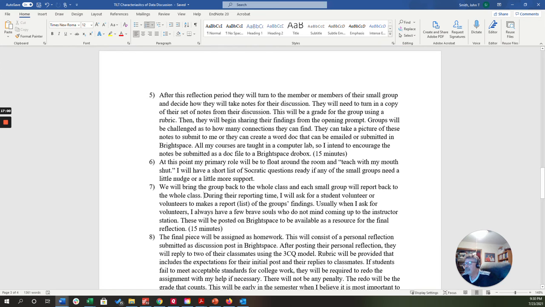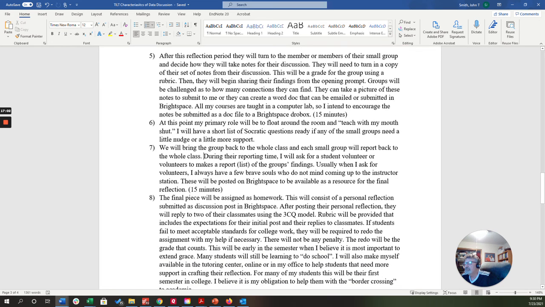The final piece will be assigned as homework. This will consist of a personal reflection submitted as a discussion post in Brightspace. After posting their personal reflection, they will reply, and they're going to use the same prompt. They will reply to 2 of their classmates using the 3CQ model. I really like that because the responses I've been getting in the past were so terrible that hopefully this will improve it.